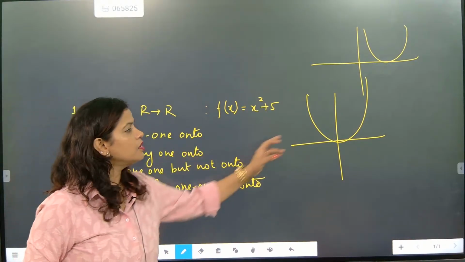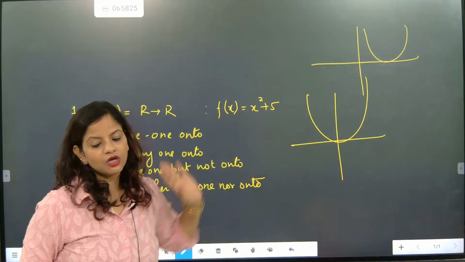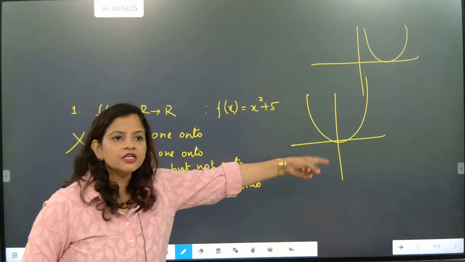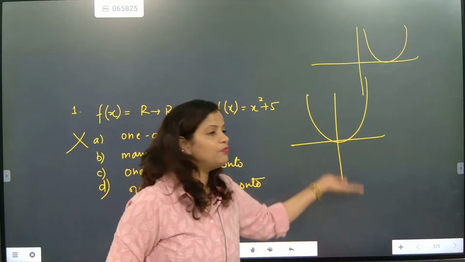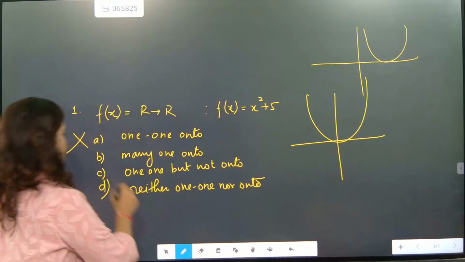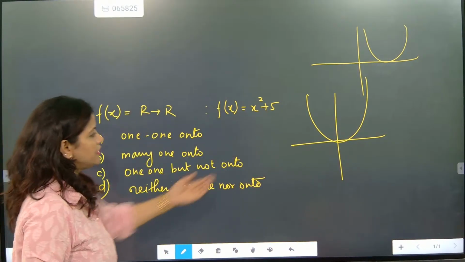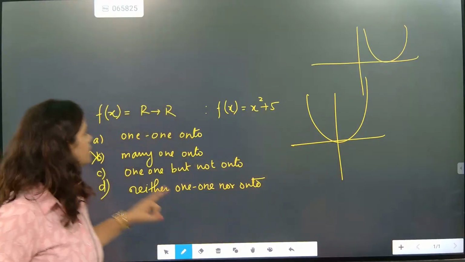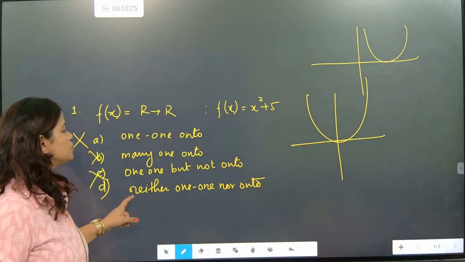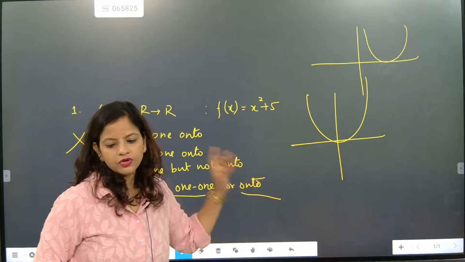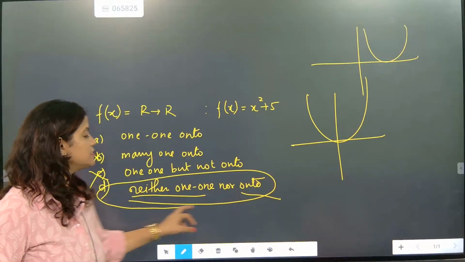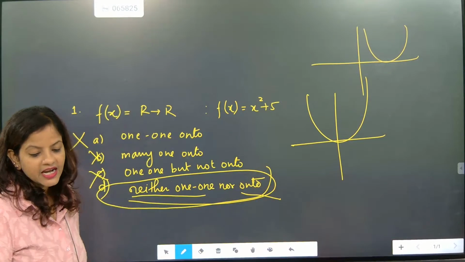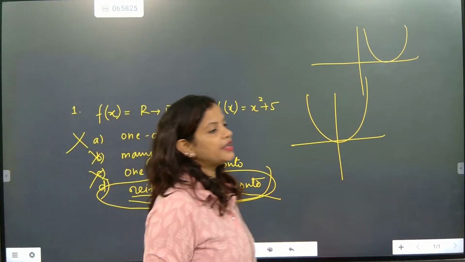Many-one onto: many-one is there, but onto is not possible. Here also onto is not possible. Why is onto not possible? Because y below the y axis is not coming. And it is not at all one-one, so this option also went. So neither one-one nor onto. The absolute answer is neither one-one nor onto. So the answer is D. What is the correct answer? D is the correct answer.